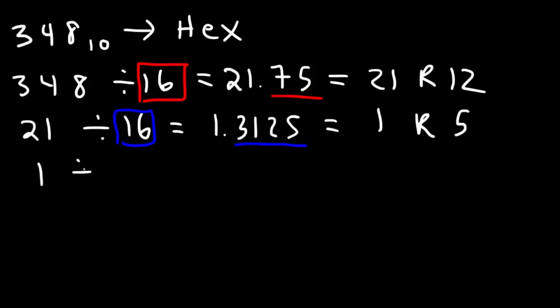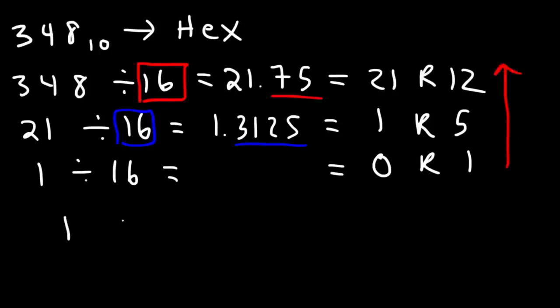Next, take 1 divided by 16. Now we know 16 goes into 1 0 times with a remainder of whatever you see here. In this case, a remainder of 1. And so we're going to read it this way. So we have a 1, a 5, and a 12.